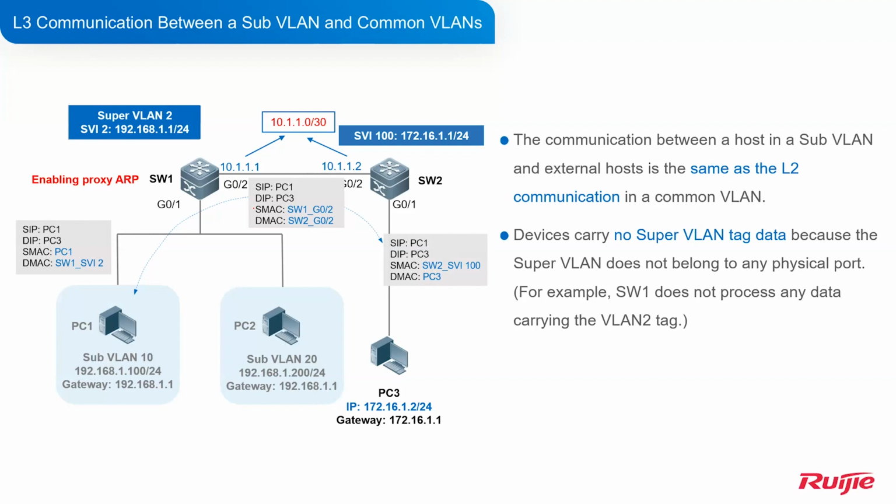And actually, in this case, we need to check the IP routing table, right? Because this is a layer 3 communication. Layer 3 communication is based on routes. Okay, so this is about how the packet is forwarded when we use the Super VLAN in the network. And next, let's see the configuration of Super VLAN.